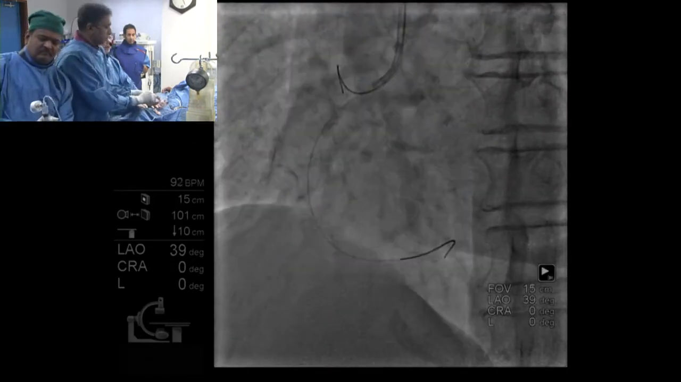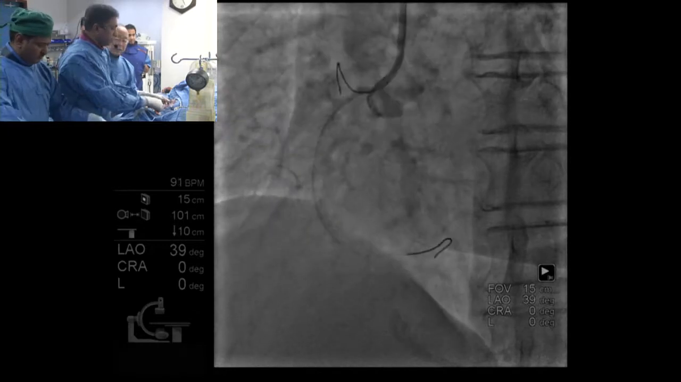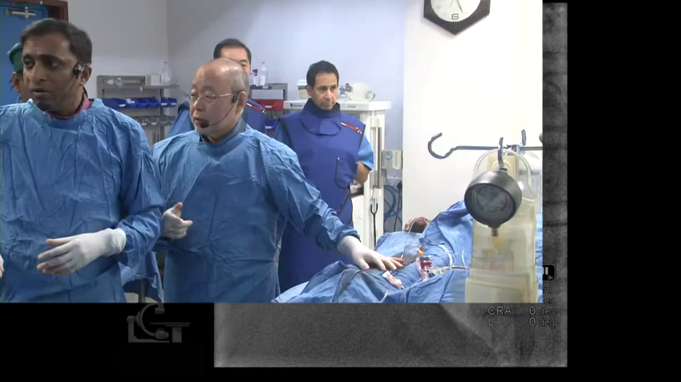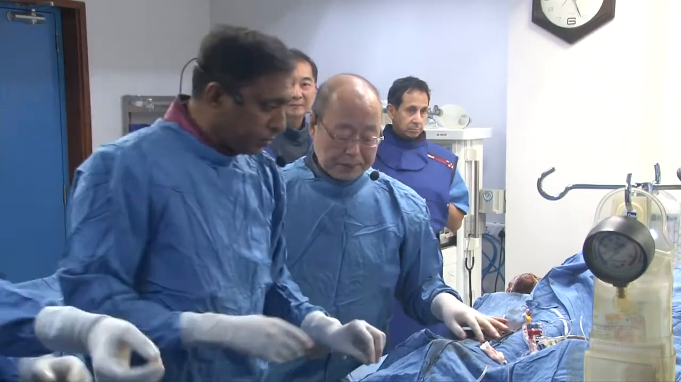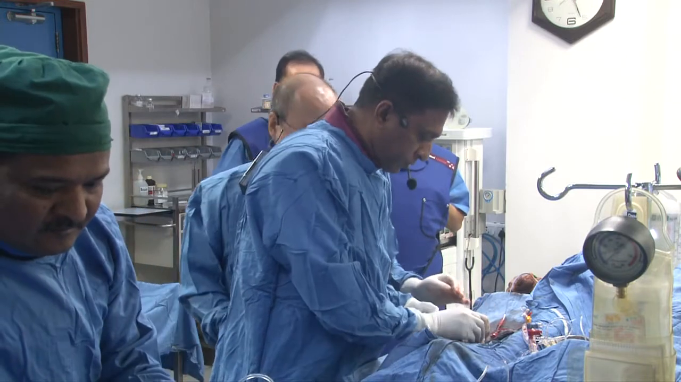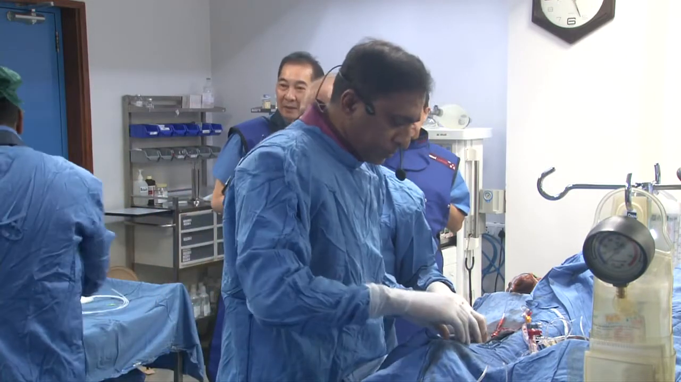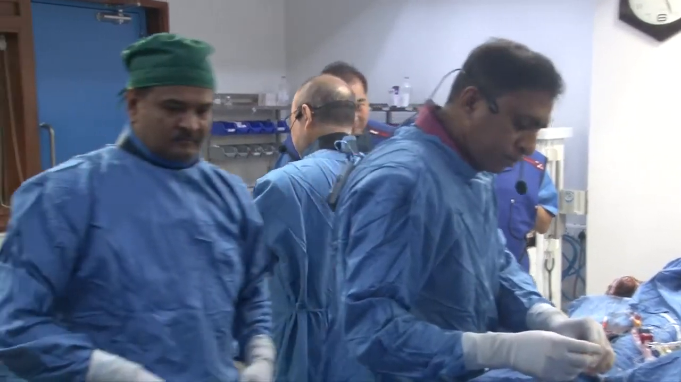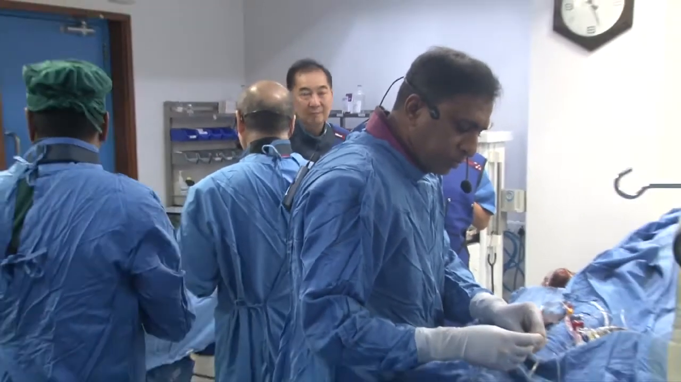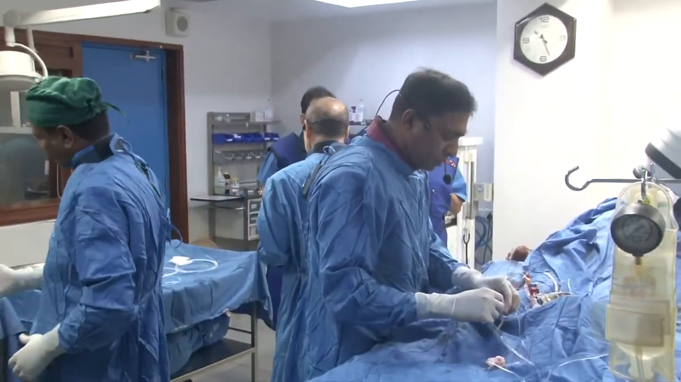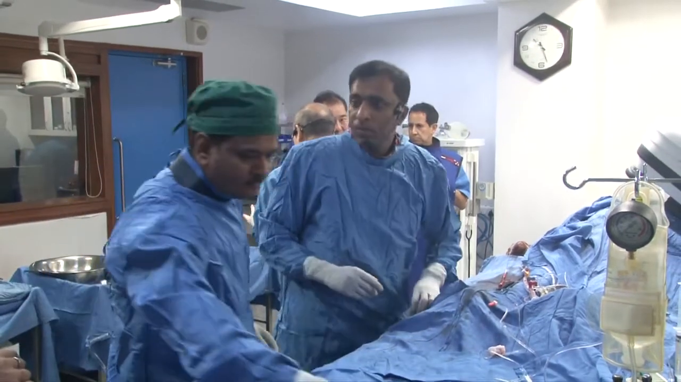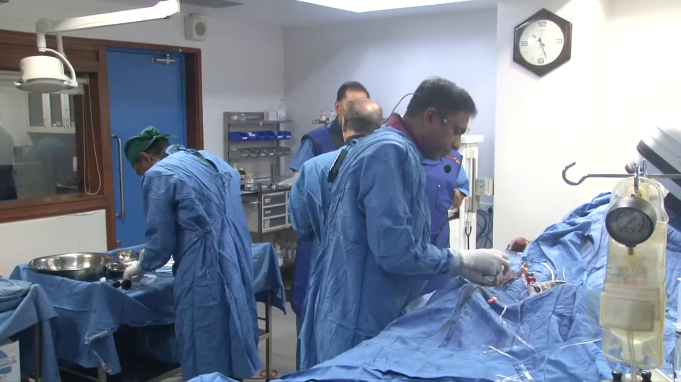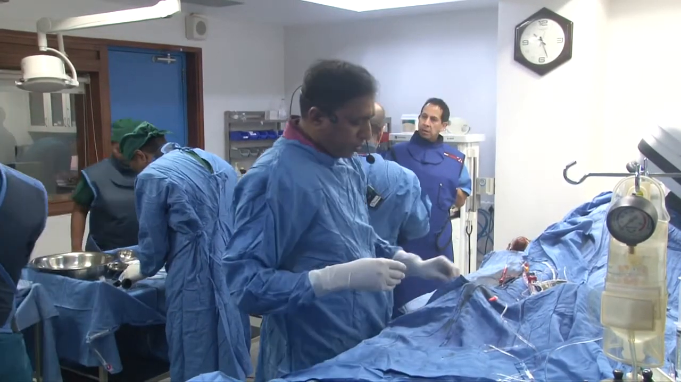Beautiful. Which imaging do we take? IVUS? Any preference, IVUS or OCT? Nowadays, I'm shifting to OCT because we are using Diamondback very often, so I want to identify the calcification more clearly.